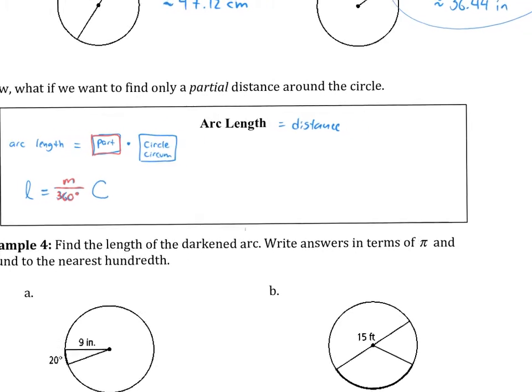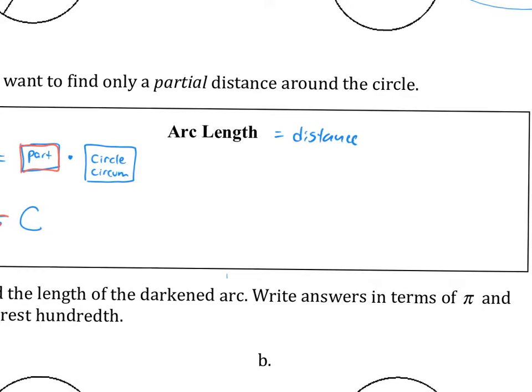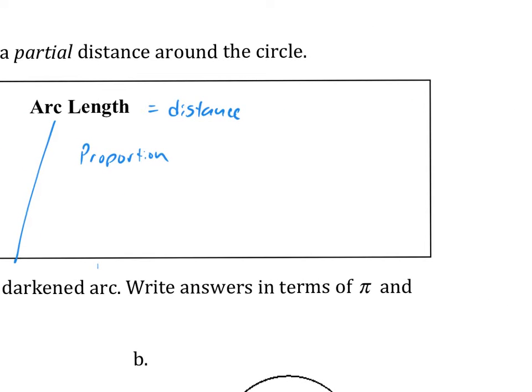Now, another way to look at it, if you prefer to think of it as a proportion. And remember what a proportion is? It's a fraction equals a fraction. So the length over the circumference is going to be equal to m over 360. A part over the whole is equal to part over the whole. So either one of these works well.